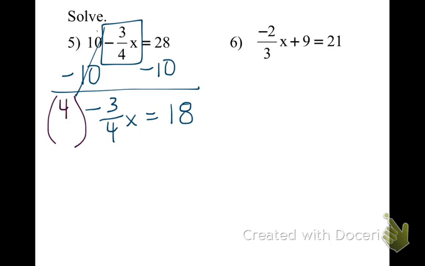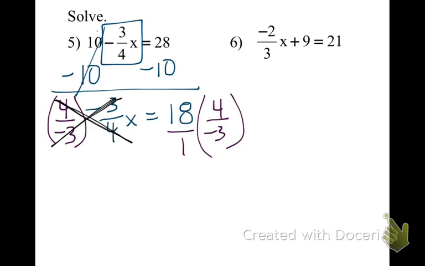So it'd be 4 over negative 3. And whatever I do to one side, I have to do to the other. So multiply by 4 over negative 3. Put a 1 underneath it. Now why do we multiply by the reciprocal? Because they cancel out. I'll do all my cross canceling. X is the only thing left over.